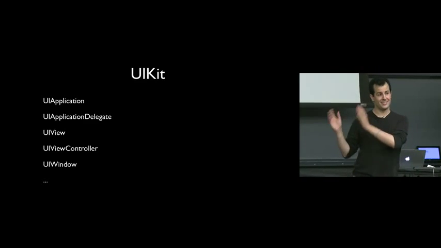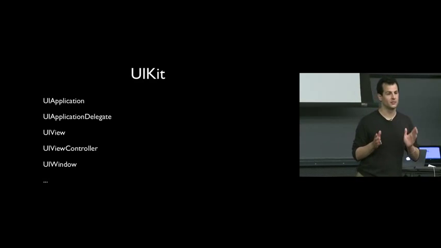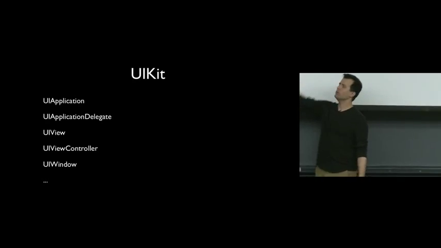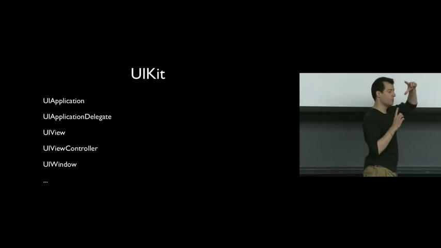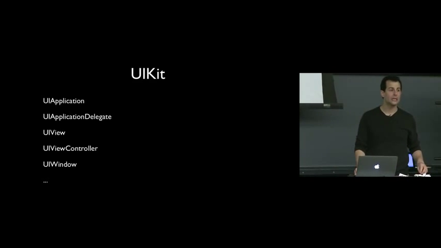View controller is the C, UI view is the V. View controller is, again, just a C, not a V. It's the brains of our application typically. And UI window is just a class that represents the rectangular piece of glass in some form that your application is going to run inside.